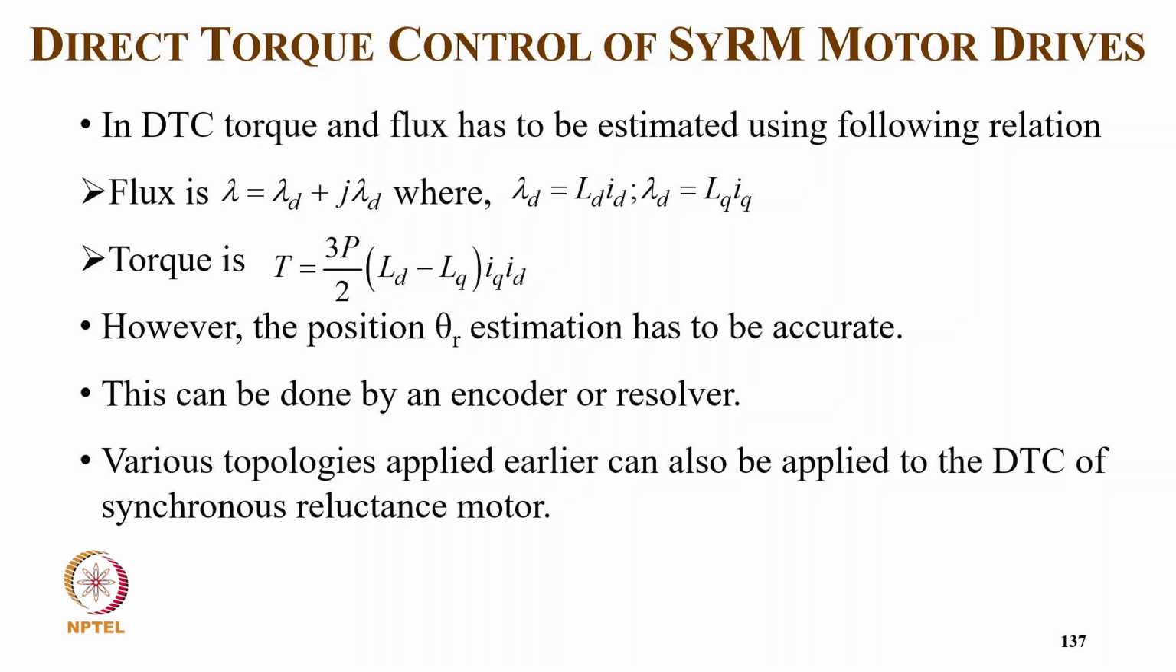However, the position theta R estimation has to be accurate. This can be done by encoder or resolver, and various topologies applied earlier can also be applied to the direct torque control of synchronous reluctance motor.